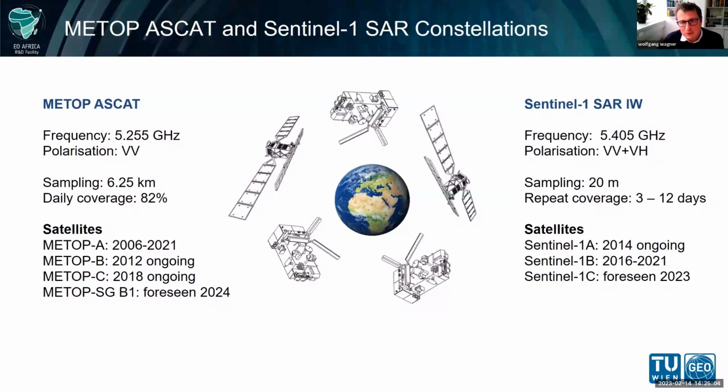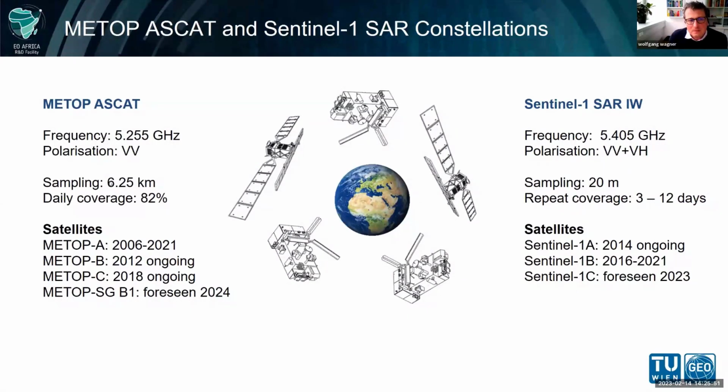In my talk, I want to focus just on two sensor systems, the METOP ASCAT and the Sentinel-1 SAR. The advantage of those two systems is that I can combine them in a talk, because basically they measure the same thing: both measure backscatter at a frequency of around 5.2 to 5.4 gigahertz. So there's hardly any difference in terms of the frequency. They also measure the same polarization, the so-called VV polarization. Sentinel-1 also measures in the VH polarization. The major difference between them is in terms of the spatial resolution and the repeat coverage.